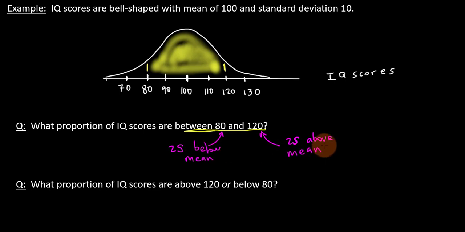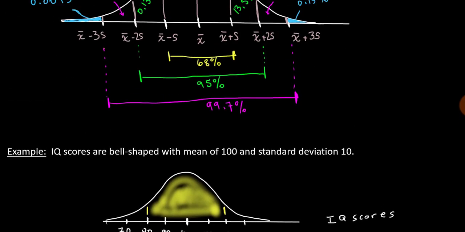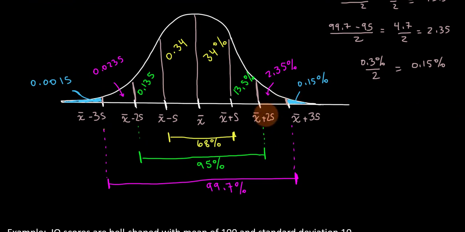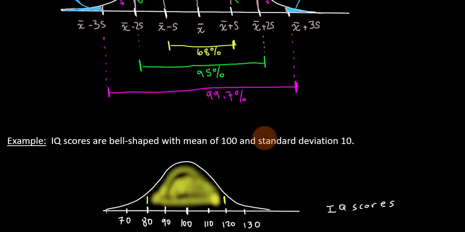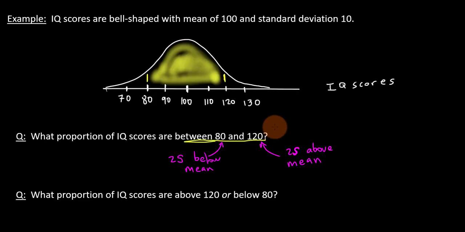So this is a direct statement essentially from the empirical rule, where if I scroll on up, 2s above the mean, 2s below the mean, that corresponds to 95% of the distribution. So that is our solution for this first question. What proportion? 95%.